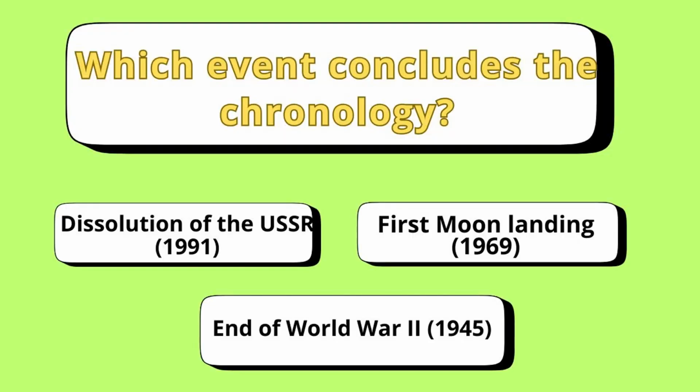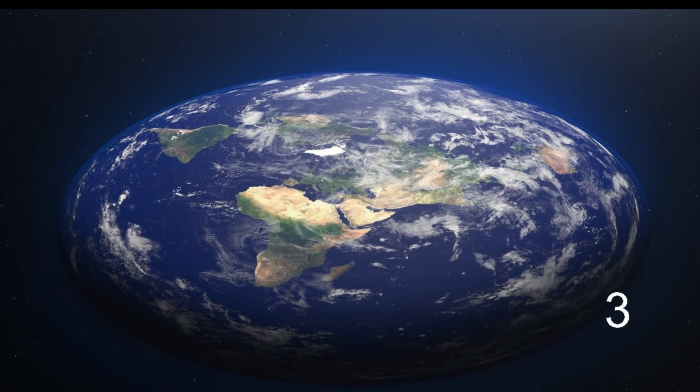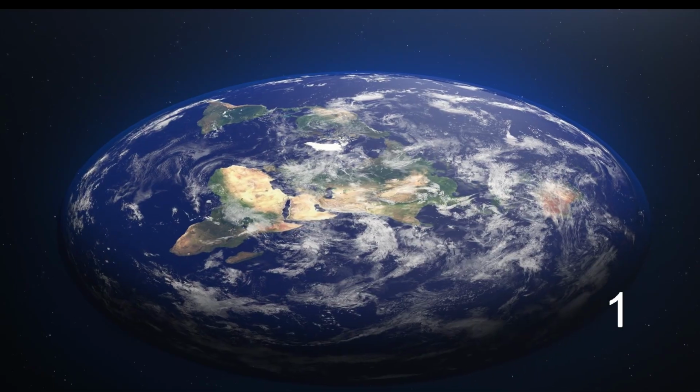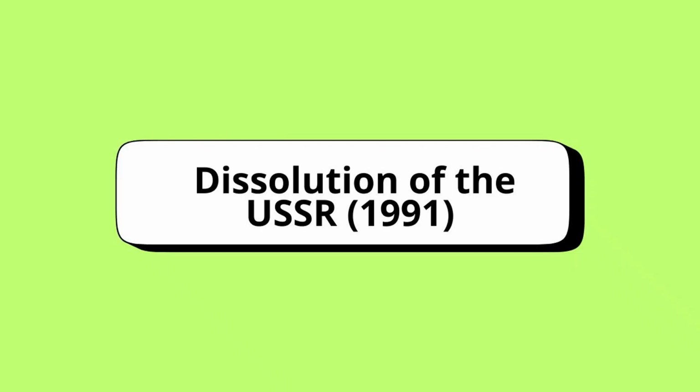Which event concludes the chronology? A. Dissolution of the USSR 1991. B. First moon landing 1969. C. End of World War II 1945. Dissolution of the USSR 1991.